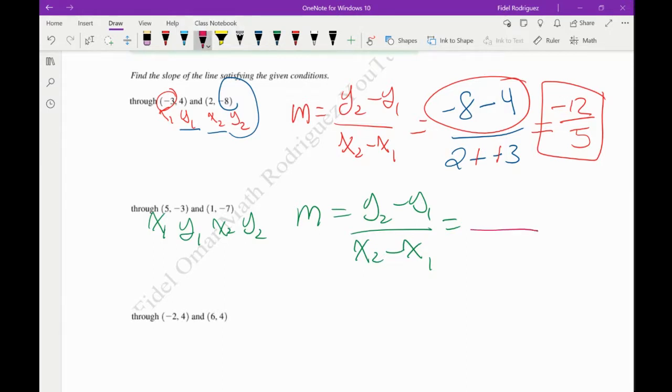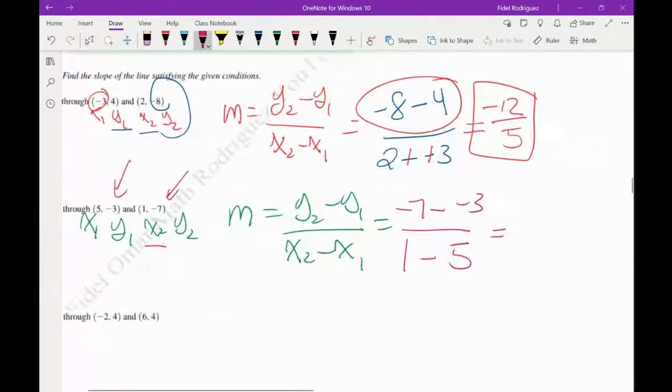My y2 is the number -7 because it's that one right there. y1 minus a -3. x2 is the number 1 minus 5. Okay. So let's go ahead and fix the minus parts. So minus and minus become plus.